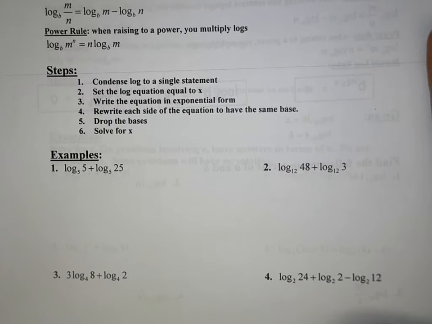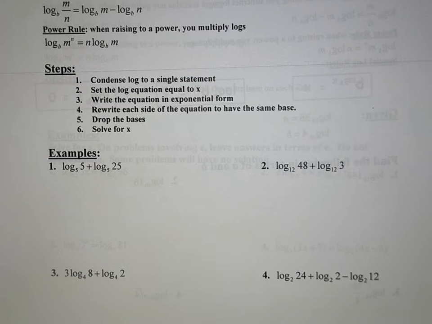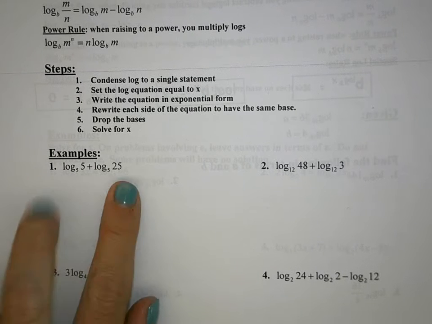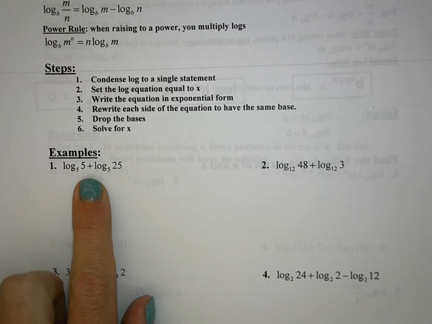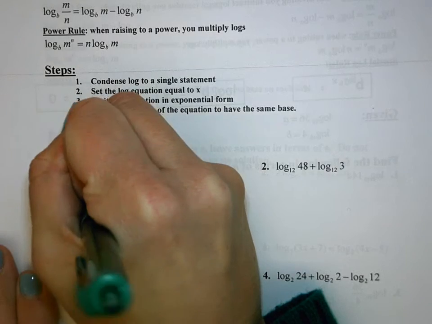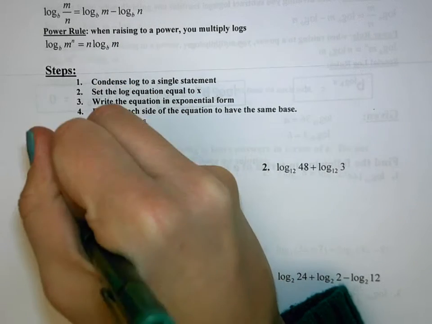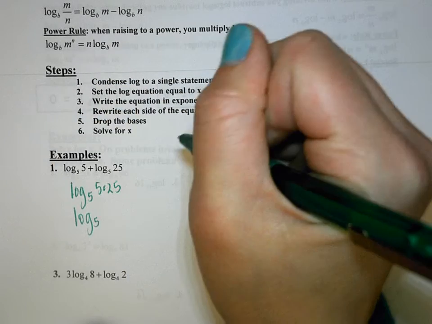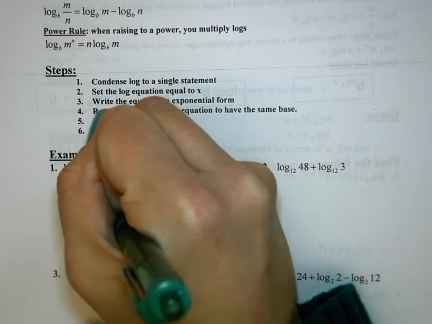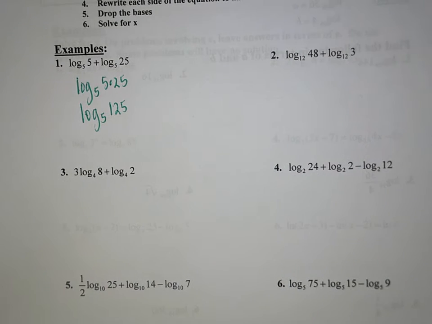The first thing, let's go ahead and go to example 1. The first thing you're going to need to do is condense to make it a single log statement. So if we look here, we see that log base 5, both of these have log base 5, and they're adding, which means we're going to end up changing it to multiplication. So we have log base 5, and then we're going to go 5 times 25, and 5 times 25 is 125.